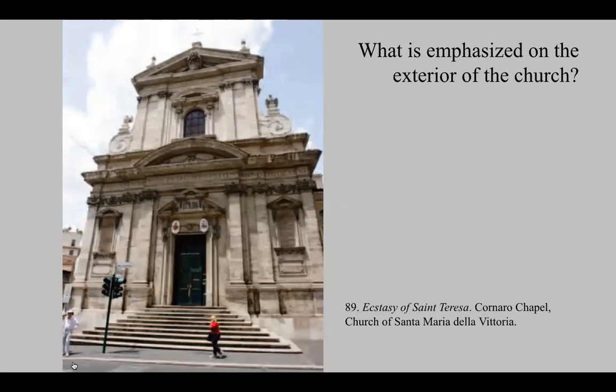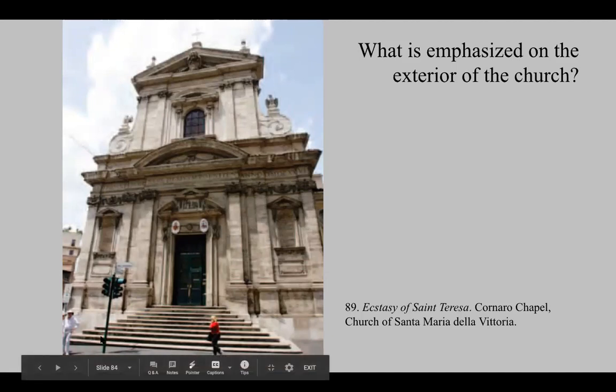So, we probably need to put some characteristics on this, right? What's emphasized, once again, in this Baroque church? What stands out? Where does our eye visually go? Jasmine, what do you think? Where's your eye go? Into the top of the portal. Into the top of the portal.